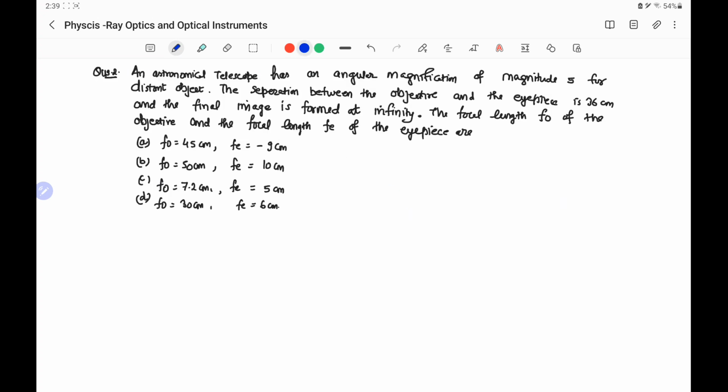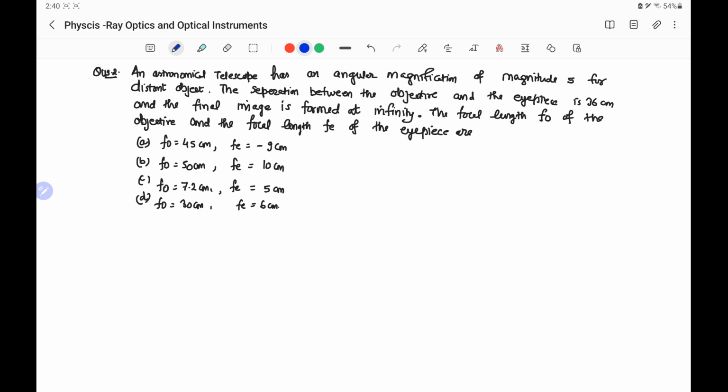Second question is, an astronomical telescope has an angular magnification of magnitude 5 for a distant object. The separation between the objective and the eyepiece is 36 centimeter, and the final image is formed at infinity. The focal length f naught of the objective and the focal length fe of the eyepiece are, options: A is f naught equal to 45 centimeter, fe equal to minus 9 centimeter. Option B is f naught is 50 centimeter, fe is 10 centimeter. Option C is f naught equal to 7.2 centimeter, fe equal to 5 centimeter. And option D is f naught equal to 30 centimeter and fe equal to 6 centimeter.